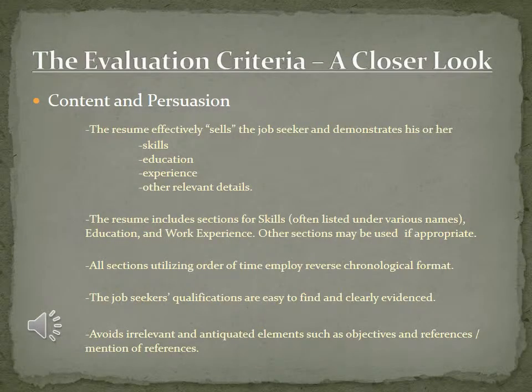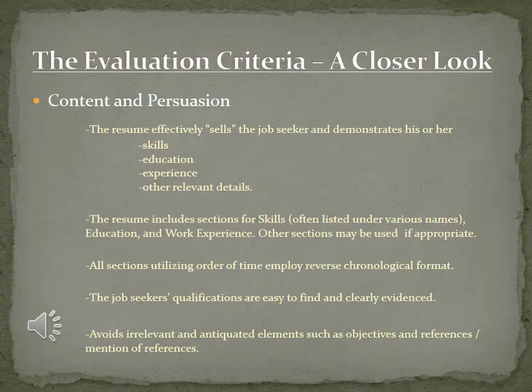The second criteria that we'll be looking at as you score and evaluate these resumes will be content and persuasion. Ultimately, what this boils down to is, what does the resume say? What information and what content is in there that will help to sell the job seeker, that will demonstrate his or her skills, education, experience, and other relevant details. The resume should include a section for skills. It could be listed under different names, a section for education, and a section for work experience.